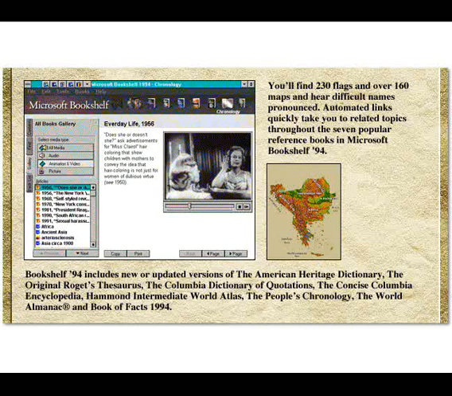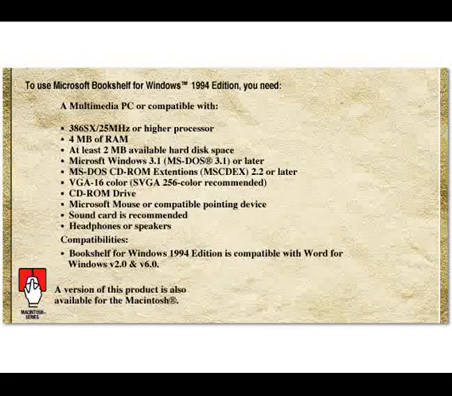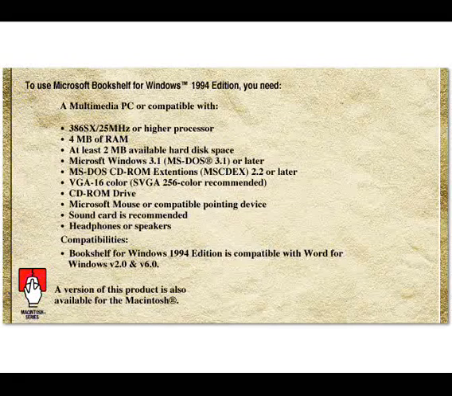Microsoft Bookshelf includes the American Heritage Dictionary 3rd edition, Roget's original thesaurus, Columbia Dictionary of Quotations, Hammond Atlas, The People's Chronology, Columbia Concise Encyclopedia, and the World Almanac and Book of Facts, 1994. With numerous features like QuickShelf, Bookshelf gives you fast and easy access to this valuable collection of reference information.